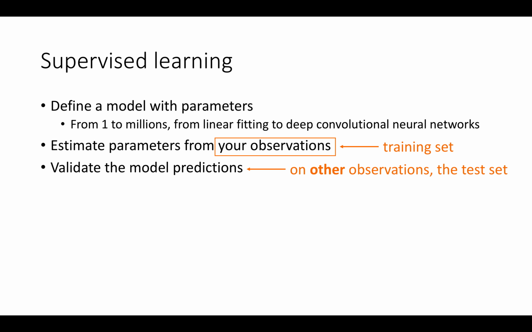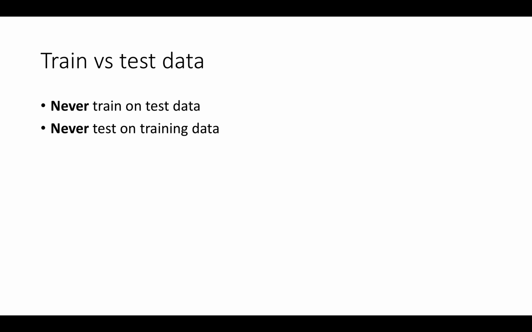Here, just to introduce some terminology, the observations that we use to estimate the parameters of the model are known as the training set. And the other observations on which you validate the model predictions are known as the test set. This is really the key point of the whole endeavor. If you remember one thing about the basics of machine learning, this should be the thing you remember.